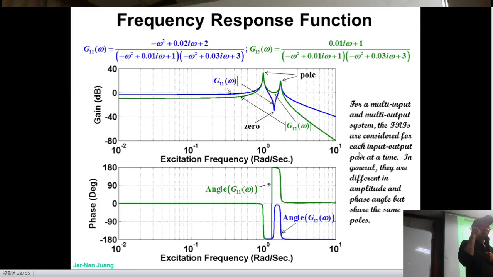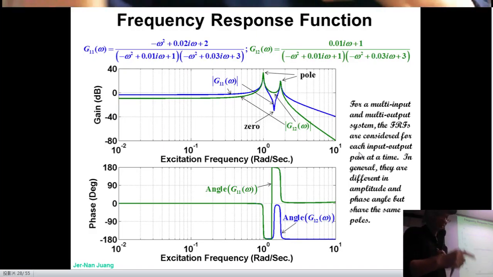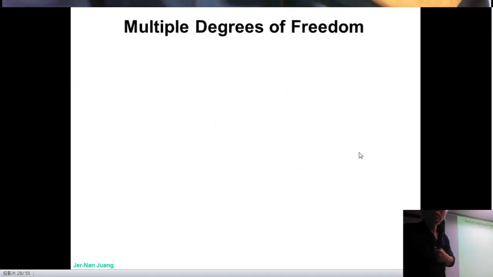Understand? Okay, so the frequency response function is important. That's why we do this. Any more questions? No? Yes? No? Okay. If not, then we move on.